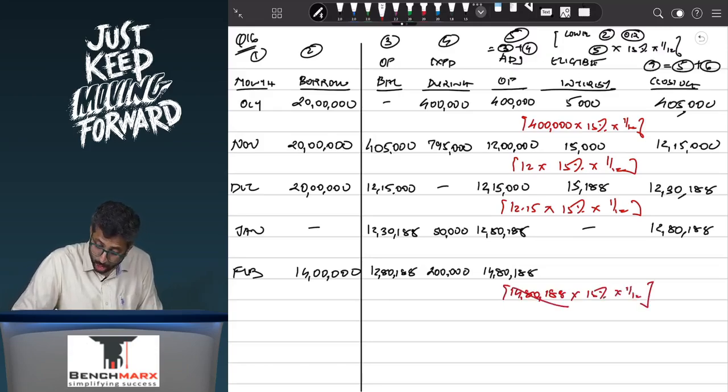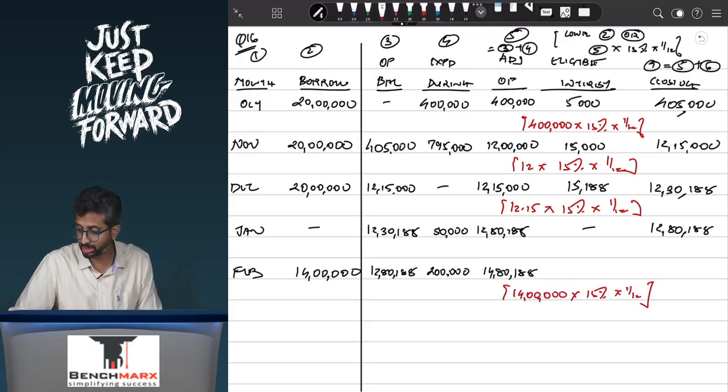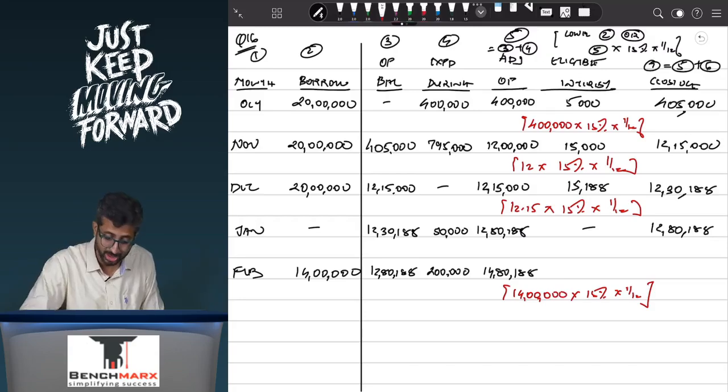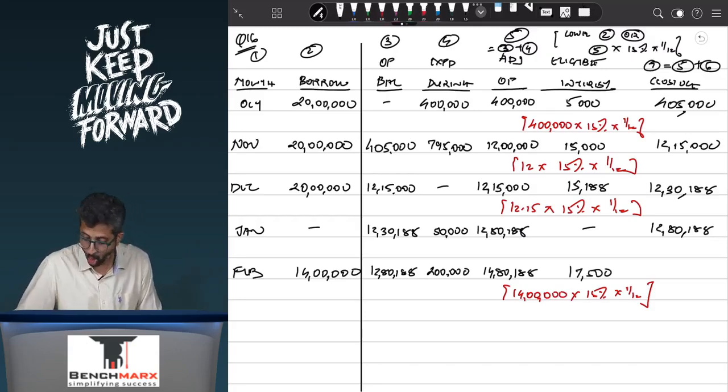But sir, I don't have that much borrowing, and hence I will select the lower of the two. Between 14 lakh 80 and 14 lakhs, my actual borrowing is only 14 lakhs, so nothing beyond that is going to be part of my interest. Divided by 12, this comes to 17,500. So I will capitalize 17,500 on my ledger balance of 14 lakh 80,188. However, my borrowing is not as much. So this is 14 lakh 97,688.